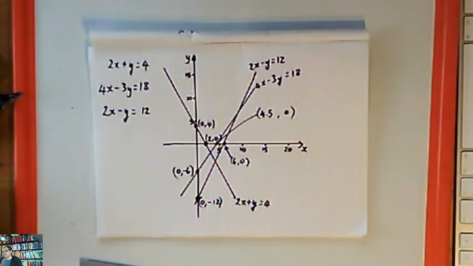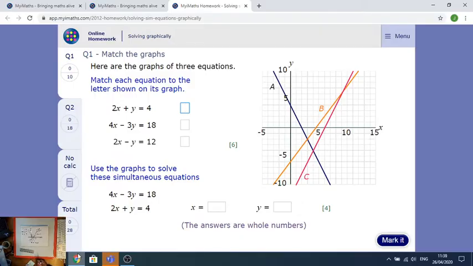It's just a question of matching them up to the ones on screen now. So 2x plus y equals 4. That was the blue line here, so I'll label that with A. 4x minus 3y equals 18. That was the orange line here, so I'll label that with B. And then 2x minus y equals 12. That was the red line here, so I'll label that with C. So on this occasion, it's turned out to be ABC, which you might have written if you were guessing anyway. But never mind.